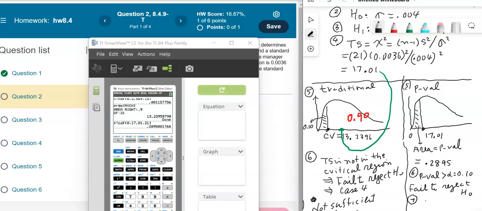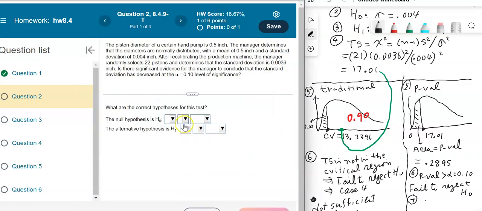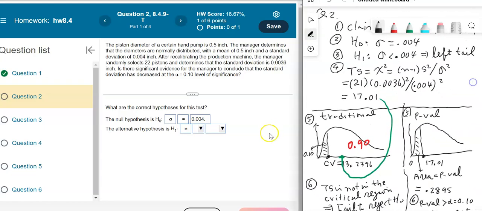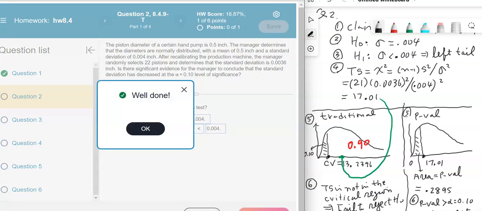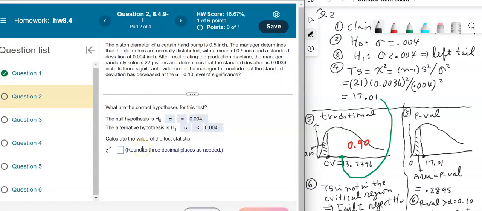So now let's answer these. So the null is sigma equal to 0.004. Oh, it's right there. The alternative is sigma is what was it? Less than, right? Less than 0.004 because it was a left tail test. And then chi-square, what's chi-square? I see it right there.